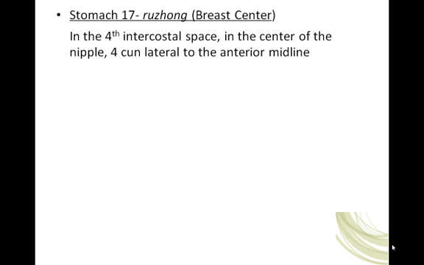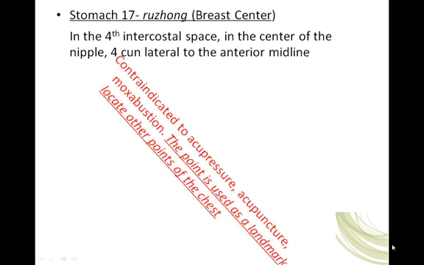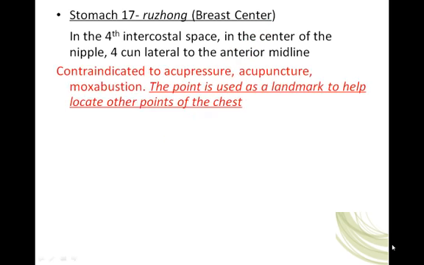Stomach 17, Ruzhong. This point is called breast center, and that's what it is. This point is in the center of the nipple, in the 4th intercostal space, 4 sun lateral to the anterior midline. Contraindicated to acupressure, acupuncture, and moxibustion. Right? We do not stimulate this point. The point is used as a landmark. We know where stomach 17 is, and we can use that to help us find other points along the chest.